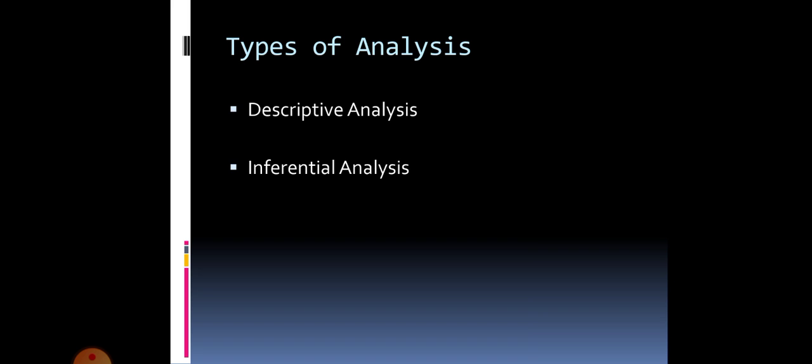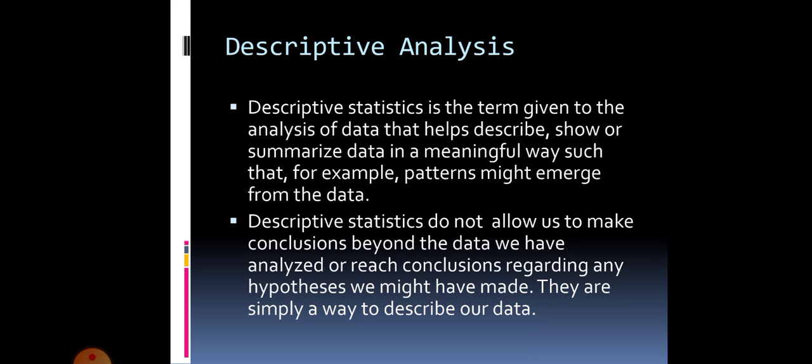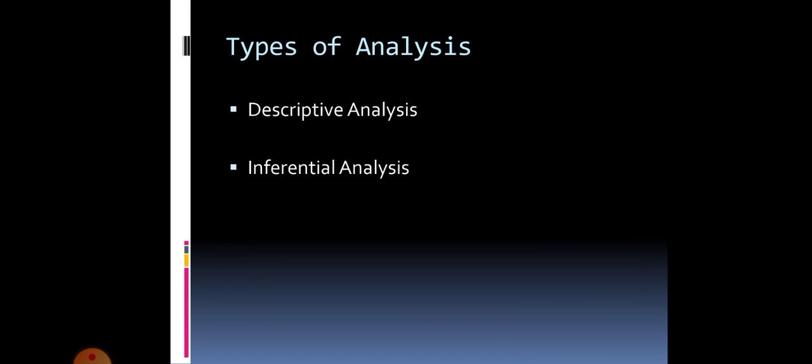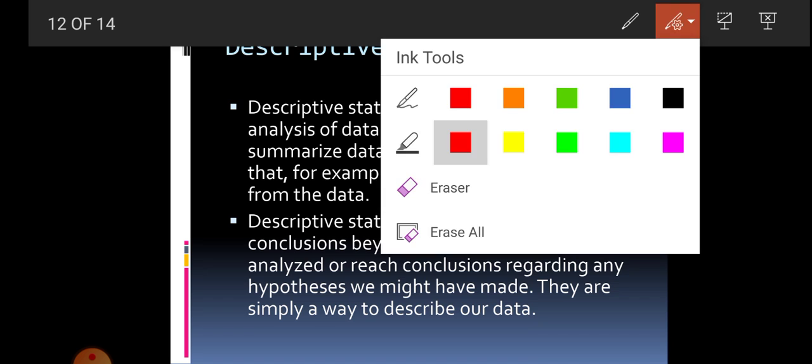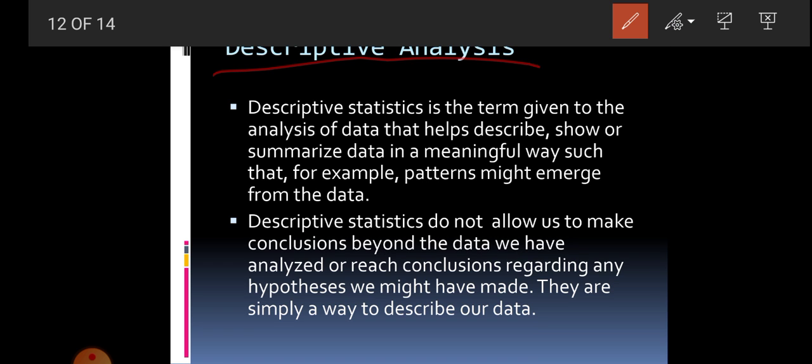Now, types of analysis. Here we are going to do two types of analysis. One is descriptive analysis and another one is inferential analysis. So what is descriptive analysis and what is inferential analysis? Descriptive statistics is the term given to the analysis of data that helps describe, show or summarize data in a meaningful way, such that, for example, patterns might emerge from the data.